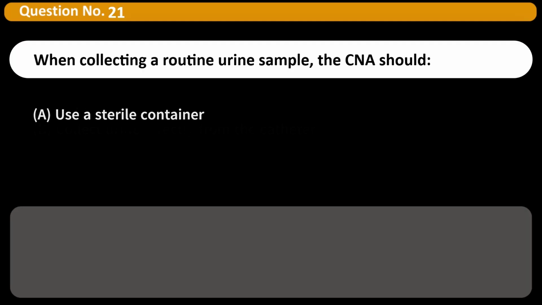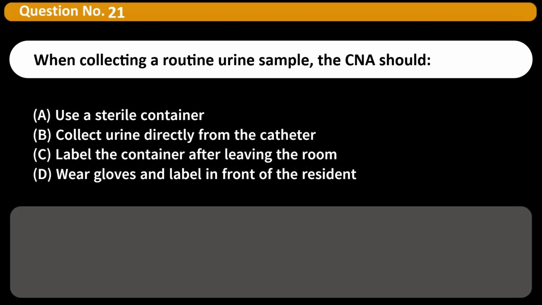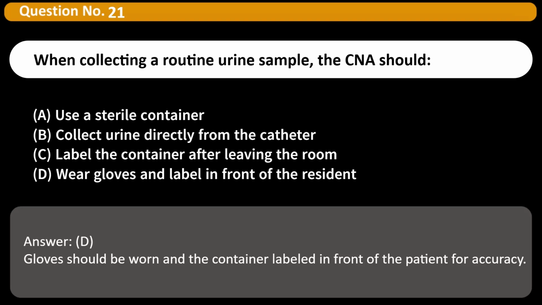When collecting a routine urine sample, the CNA should: A. Use a sterile container. B. Collect urine directly from the catheter. C. Label the container after leaving the room. D. Wear gloves and label in front of the resident. Answer: D. Gloves should be worn and the container labeled in front of the patient for accuracy.